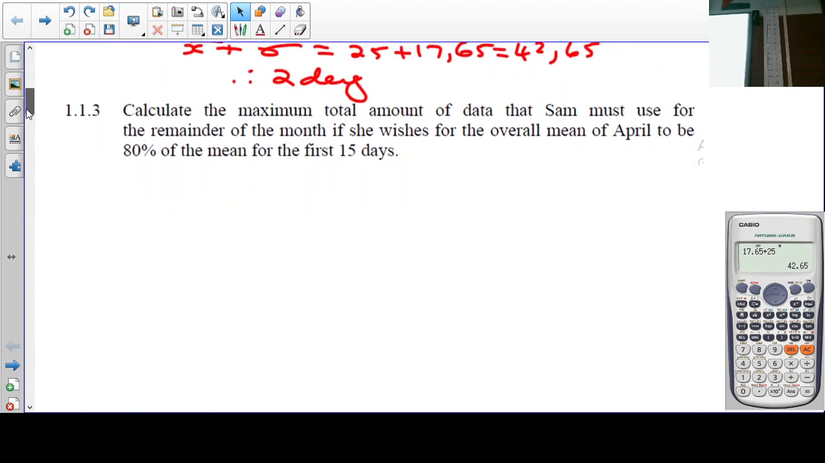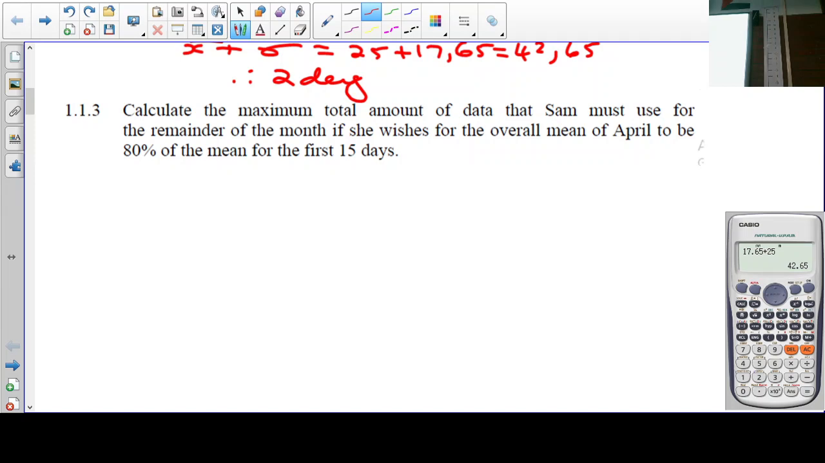The next question, 1.1.3, says calculate the maximum total number of data that Sam must use for the remainder of the month if she wishes for an overall mean of April to be 80% of the mean of the first 15 days. Okay? So to work out the mean for the first 15 days, we have calculated that already.